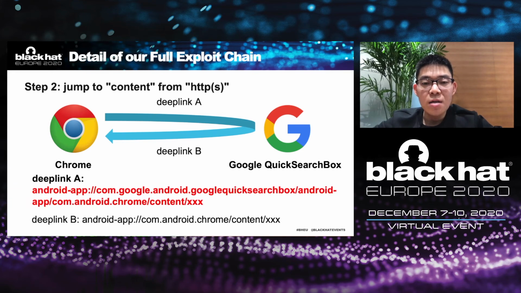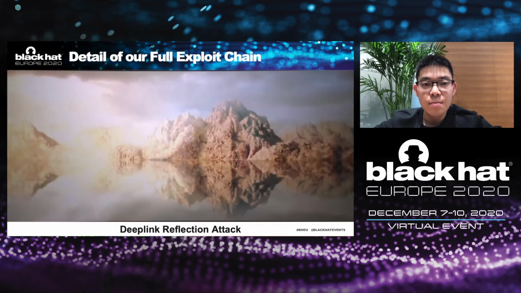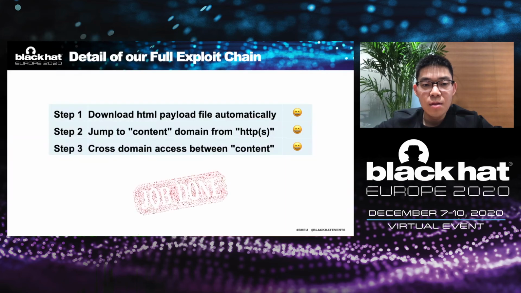First, we can trigger the deep link A in Chrome. It will send deep link B to Google Quick Search Box app. Then, Google Quick Search Box app passes deep link B, jumping back to Chrome. We call this type of attack deep link reflection attack. By now, job really done.